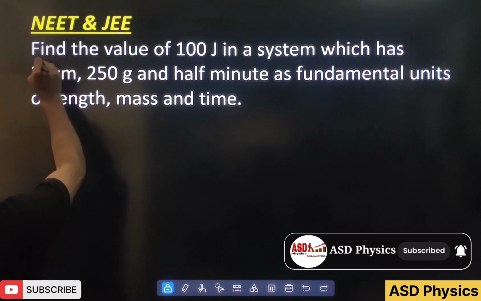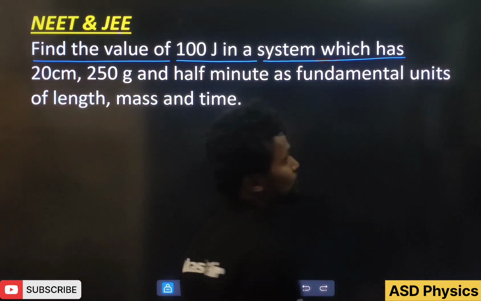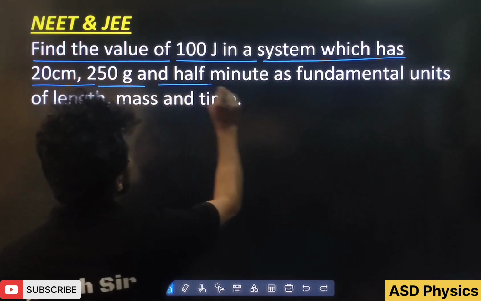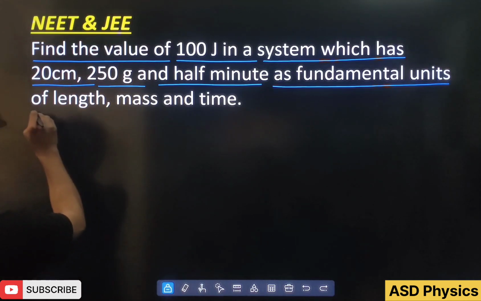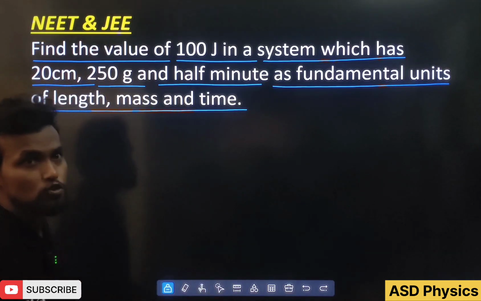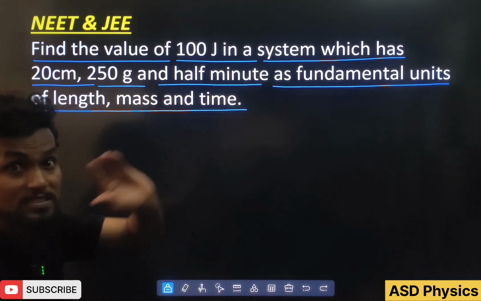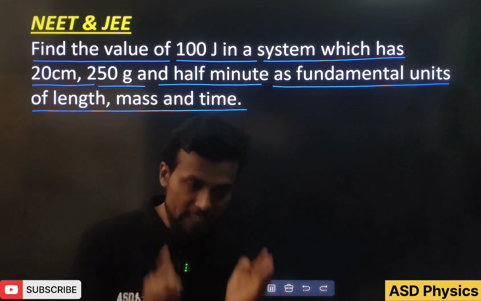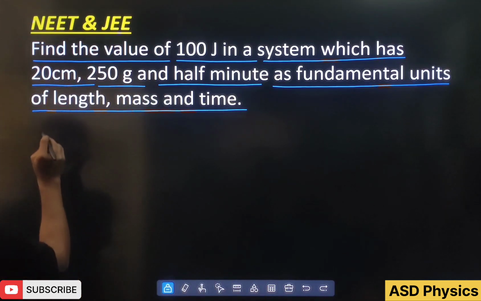So see, find the value of 100 joule in a system which has 20 centimeter, 250 gram, and half minute as fundamental units of length, mass and time. So here, 100 joule means MKS system, but the new system is neither CGS nor FPS. Some new system is there. So there we need the basics of N1 U1 equal to N2 U2. Okay. So how will we approach the question?